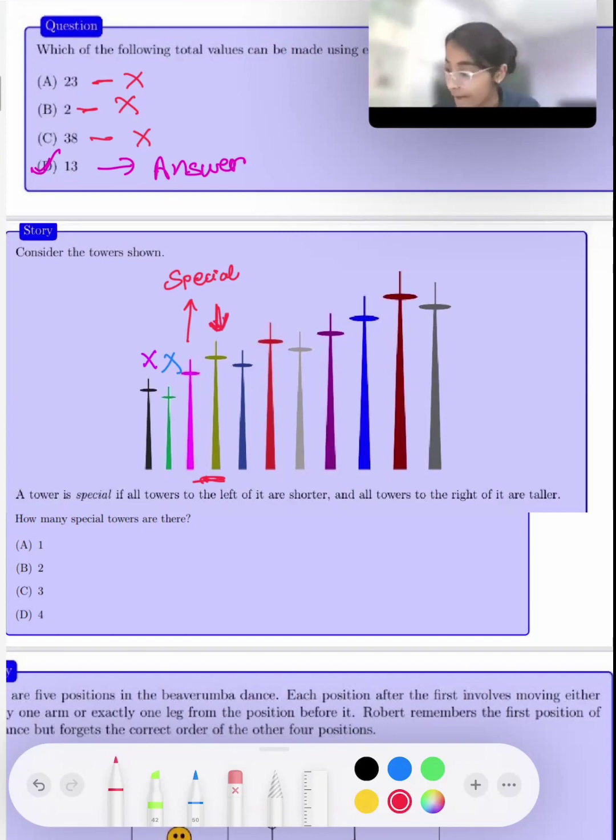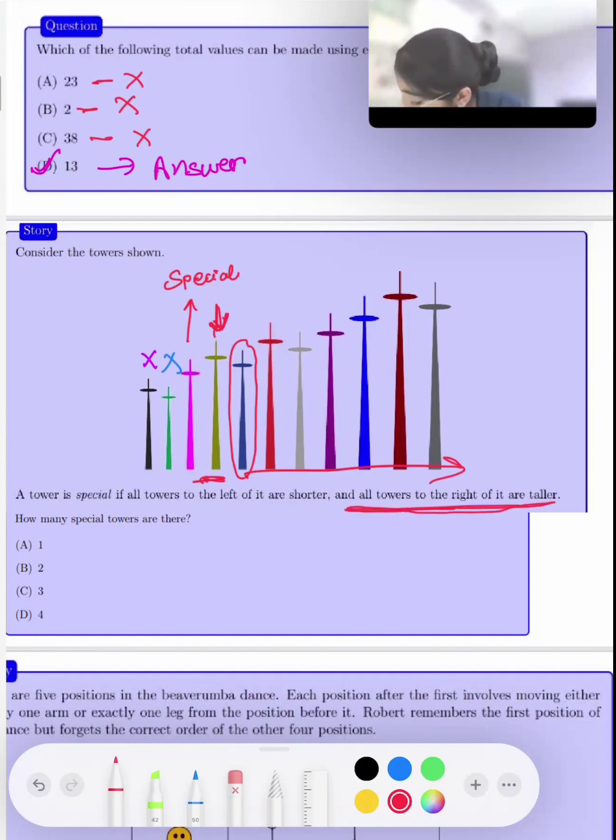Yes, that's right. However, the question also says that it should be shorter than all the towers to the right of it. However, this tower is shorter than this one. So that means it's not following the other condition, that all the towers to the right of this tower should be taller. However, this one is shorter. So this tower, the olive green one, it's not special. Cross that out.